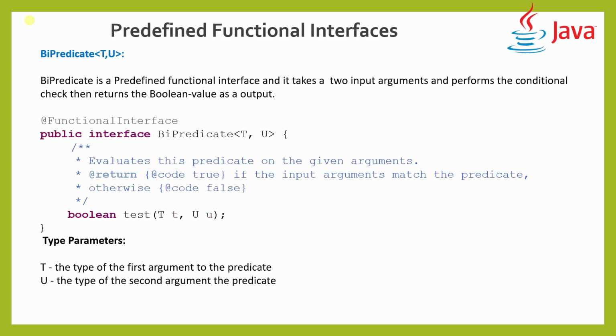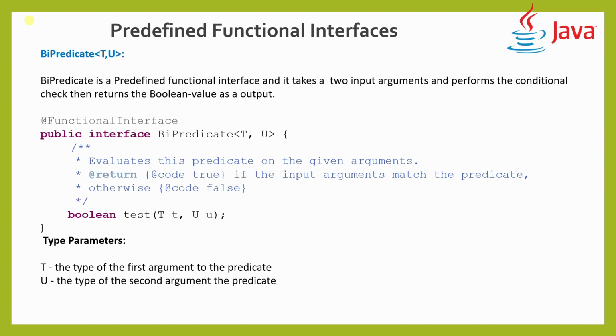In the last video we discussed the Supplier. Now we will see the BiPredicate, what the uses of BiPredicate are and how it is used programmatically. BiPredicate is a predefined functional interface. It takes two input arguments, performs a conditional check, and returns a boolean value as output.